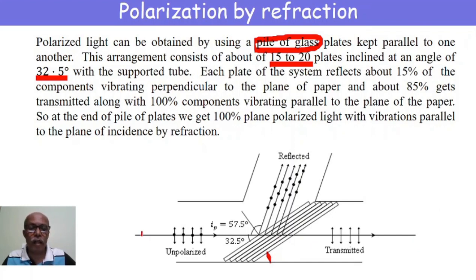And when the unpolarized light is made to be incident on this group of plates, the angle of incidence will be 57.5 degree, which is the polarizing angle. Now, the light will be partially reflected and partially refracted.